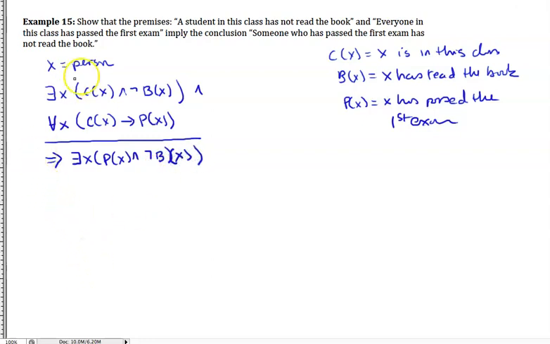All right, so we're going to use the laws of logic to show that this is a valid conclusion from these premises. So let's start. We're going to start with: there exists a person in this class who has not read the book. This is a premise.